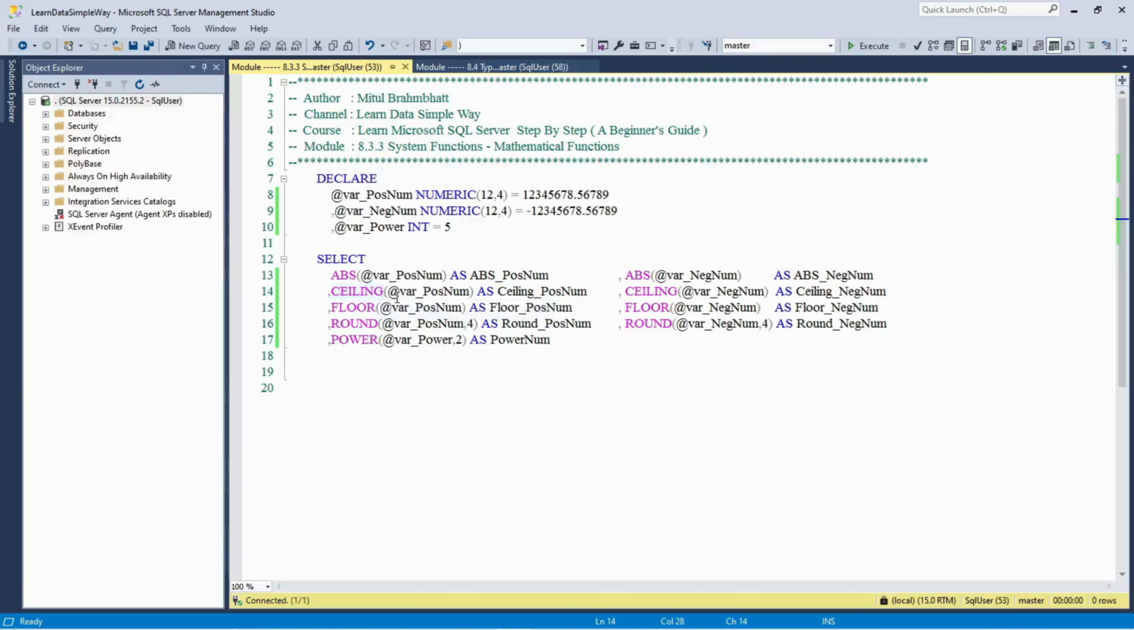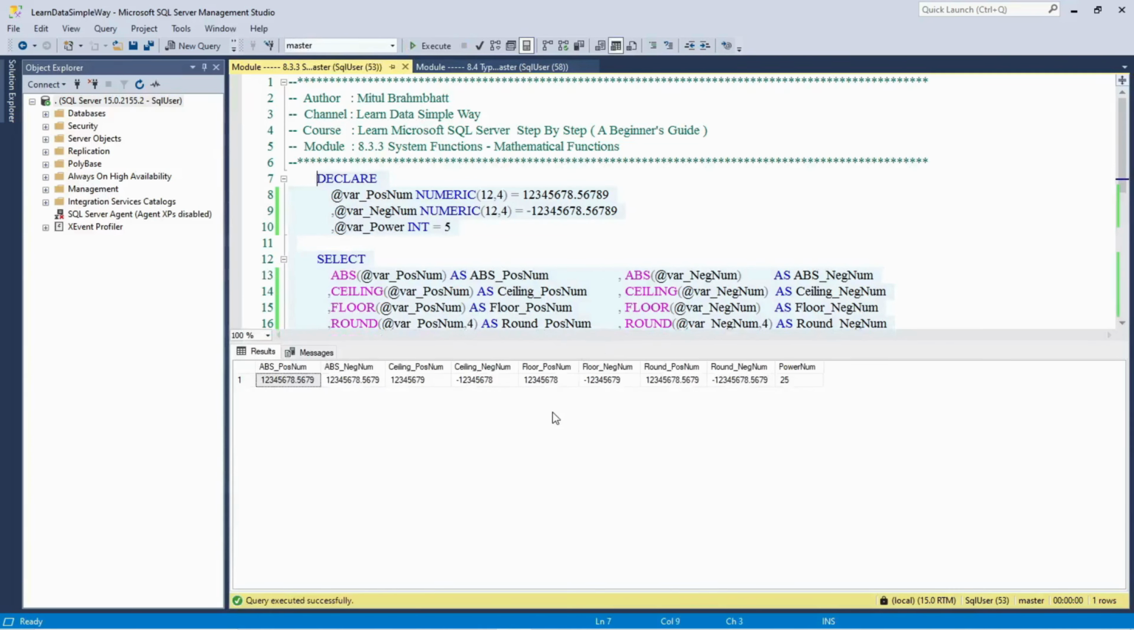Then comes the next one, the ceiling. Here there is a significant difference between positive and negative values. For a positive number, the ceiling will be the upper side of the number, and the floor will be the lower side of it. So now let us execute everything together, and then I will explain one by one. Let me take you there.